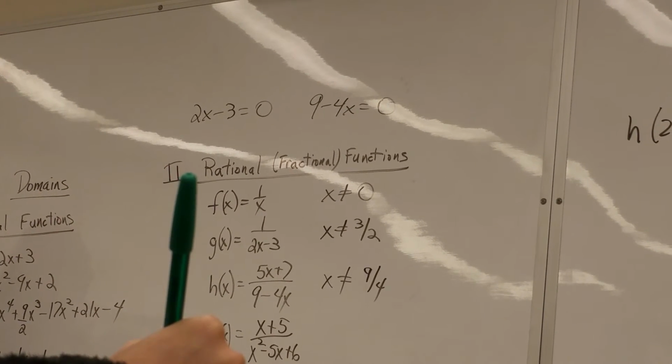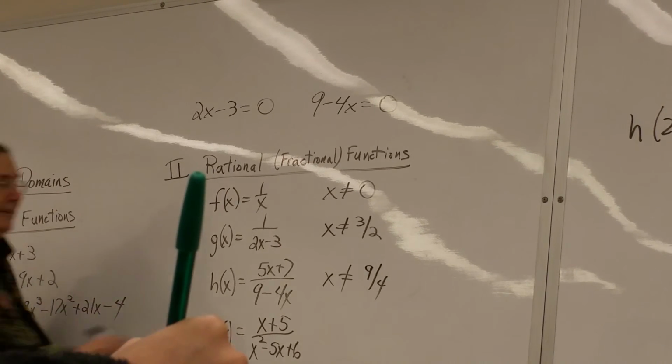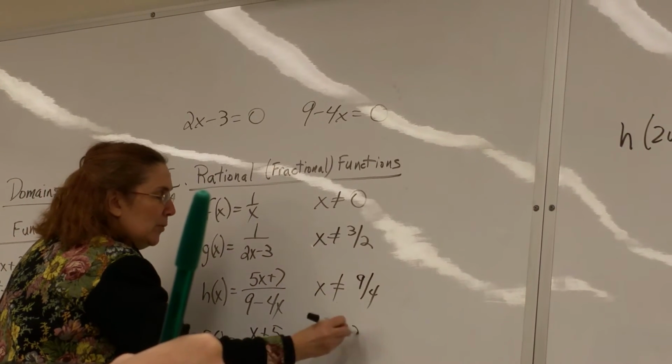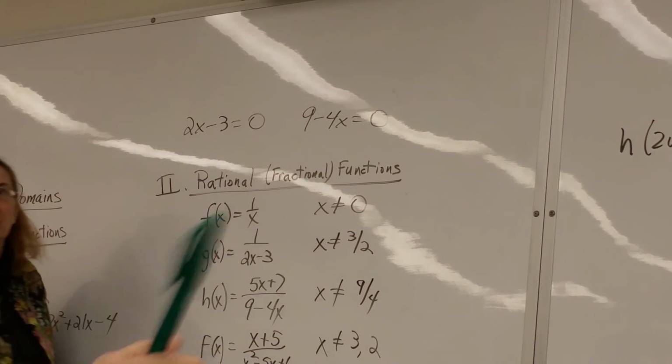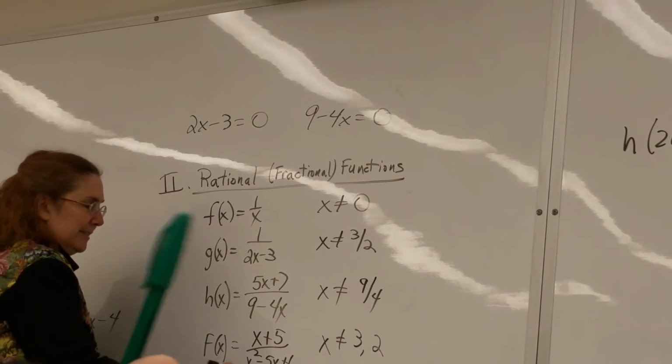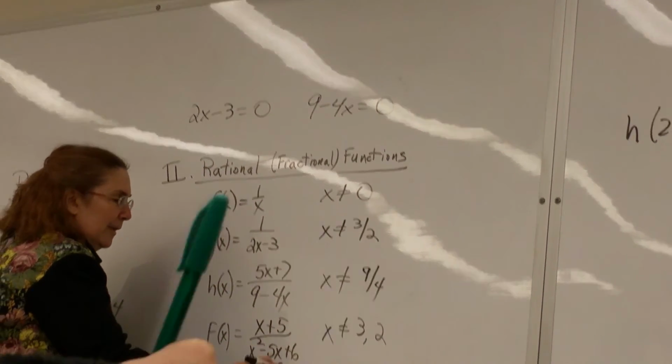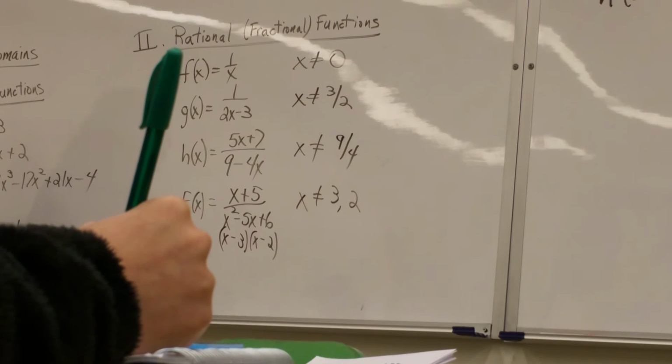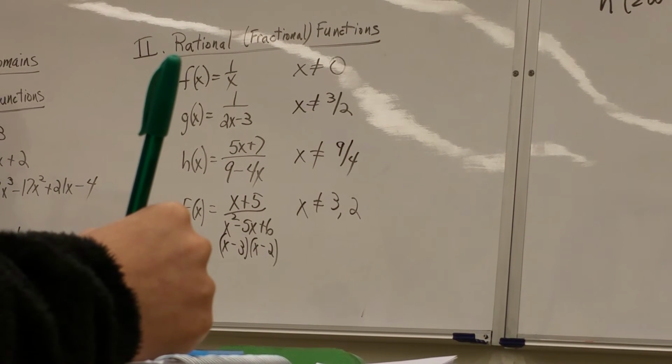Big F of x. What's the domain? 3 and 2. x cannot equal 3 or 2. How do we get 3 and 2? Just back a bit. Oh, we factored that. Set each factor equal to 0, so we can't use 3 or 2.